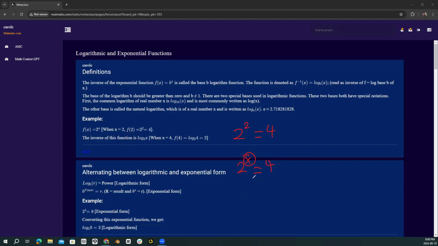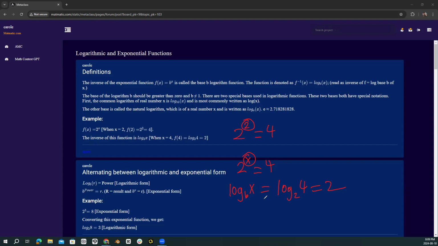Basically, this is what logarithmic functions are for. They are the inverse of an exponential function, and we write them as log base b of x. If we input these variables, we get log 2 of 4, which is equal to 2. So that directly translates to here, where this variable would just be 2.